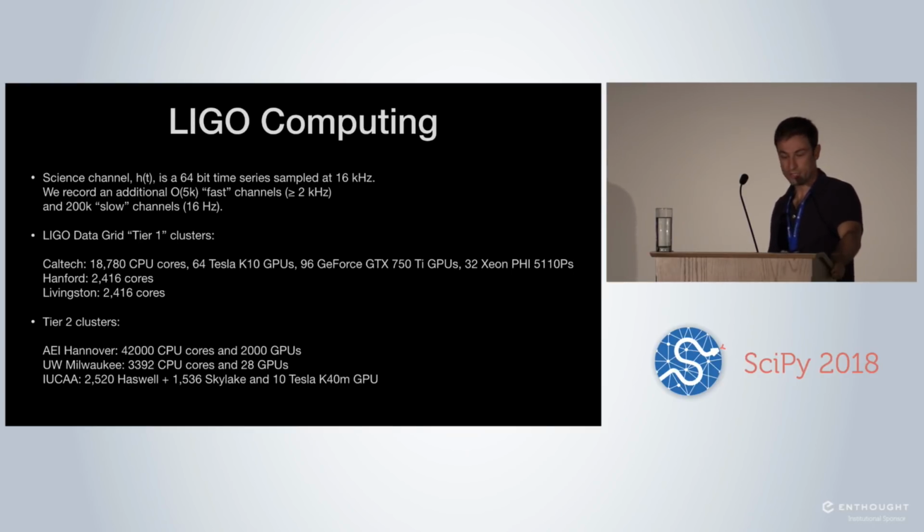And then we have tier 2 sites, which are operated by LIGO Scientific Collaboration member institutions. And the three tier 2 sites are at the Albert Einstein Institute in Hannover, which consists of 42,000 CPU cores and 2,000 GPUs. There's a cluster at UW-Milwaukee, which is about 3,400 cores and also some GPUs. And there's also a cluster at IUCAA, which is about the same size as UW-Milwaukee at about 4,000 cores.